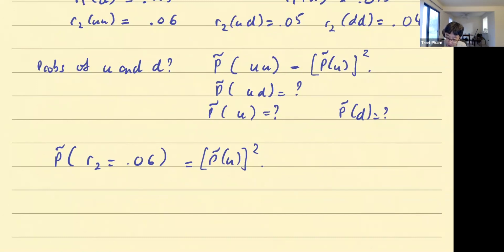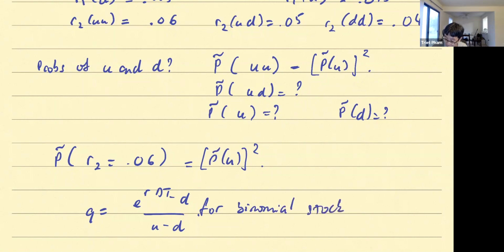Before, we have something like this. Remember, Q is e to the r delta t minus d over u minus d. Do we have anything like that here? So you have the right idea, but the idea there is for calibration, Dion, meaning to figure out the AIs and BIs, not to figure out the probability.